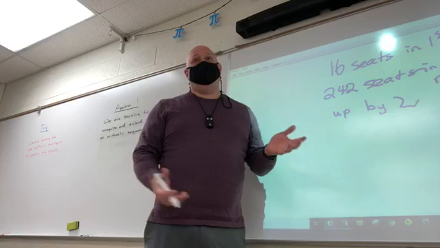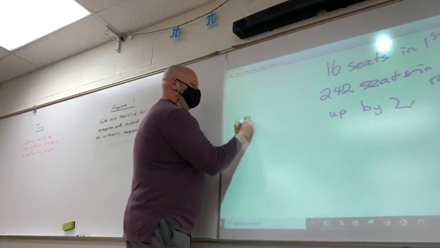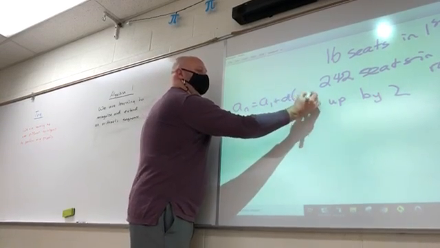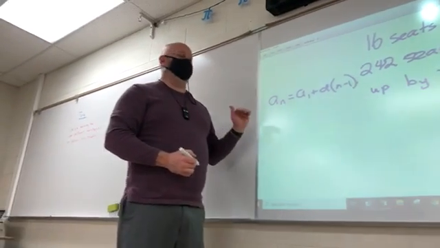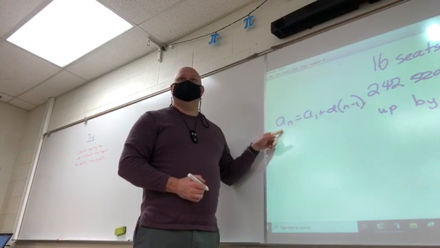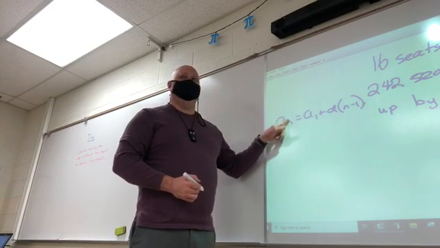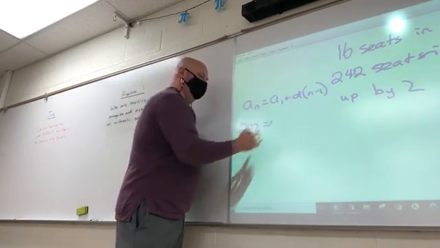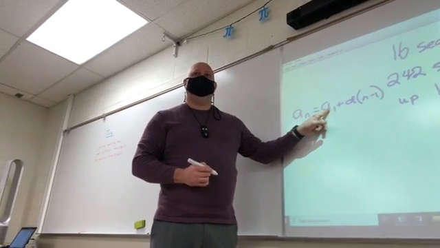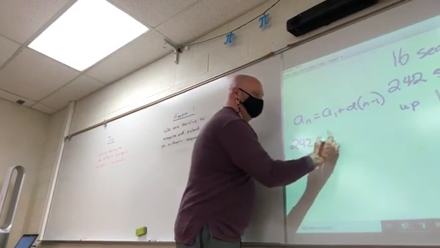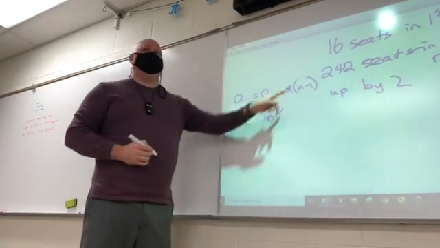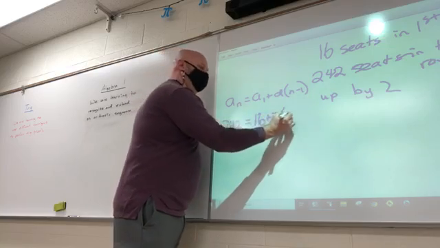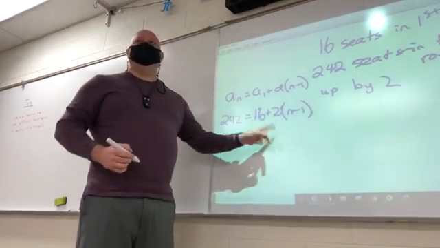I don't know how many rows there are, right? I can use that same formula, A sub n equals A sub 1 plus D times n minus 1, and I can find how many rows there are. Do I know what the last term is? What is the last term in this scenario? 242? Okay. Do I know the first term? 16. Do I know what it's going up by? Do I know n? N is the number of terms. No. But I can solve this algebraic equation.